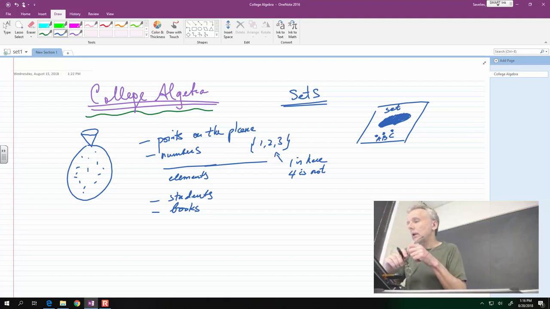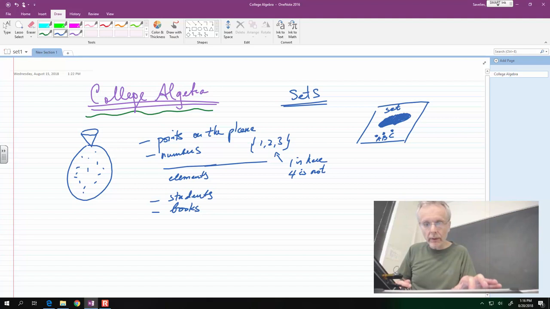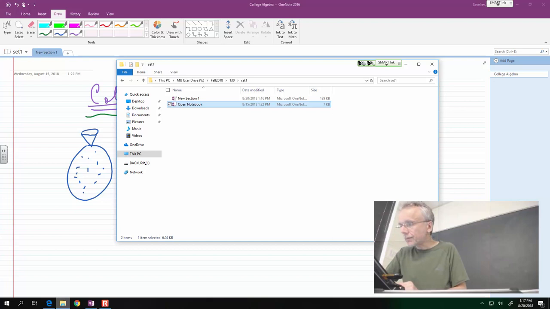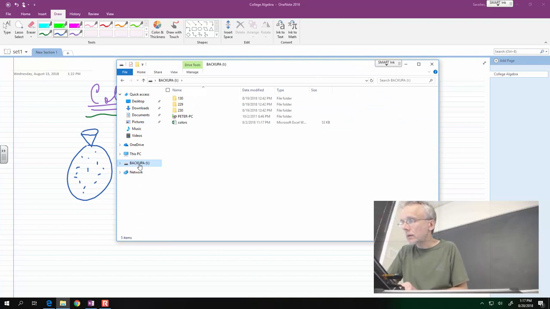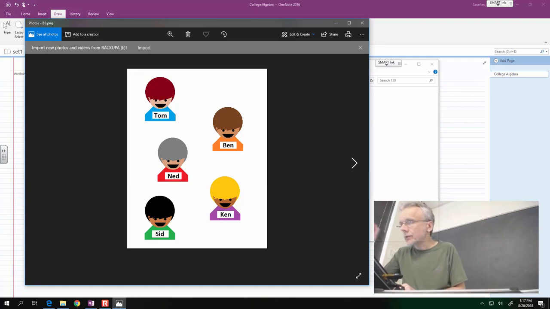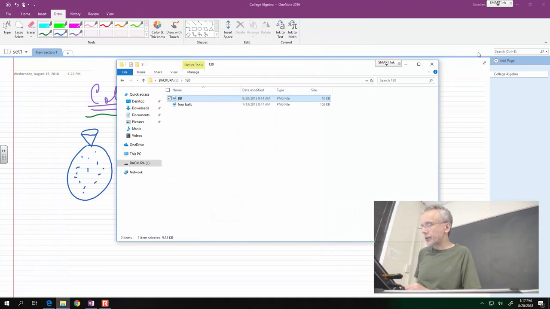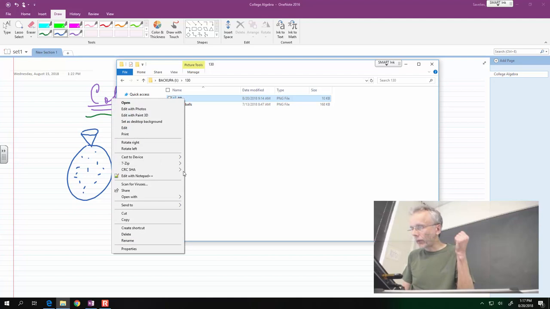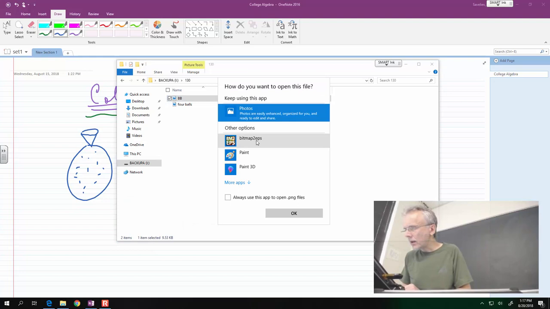The one that I'm going to be doing examples with is here. To illustrate the ideas of sets, I'm going to be using this little image, opening it with Paint.